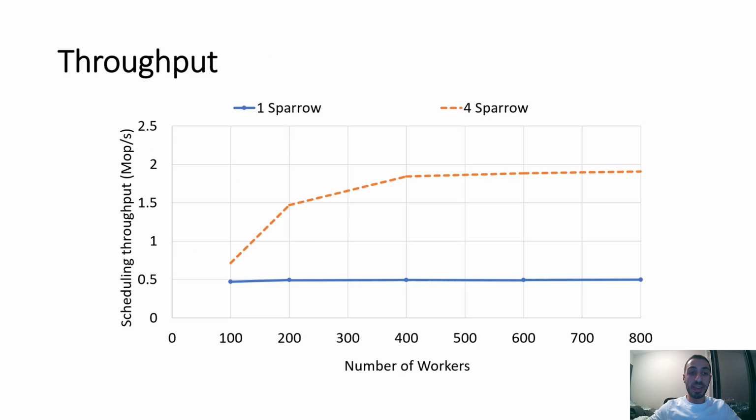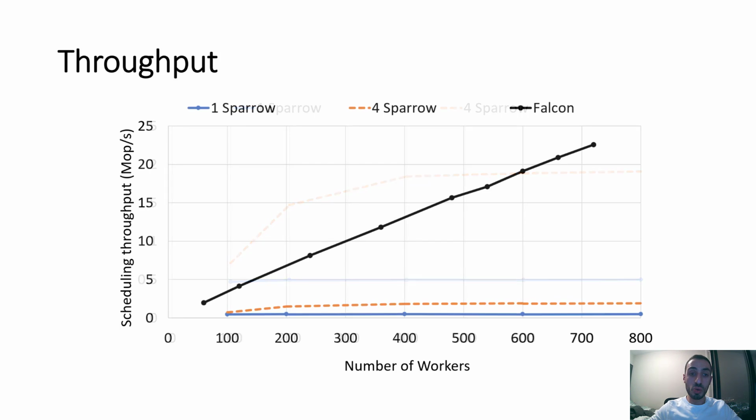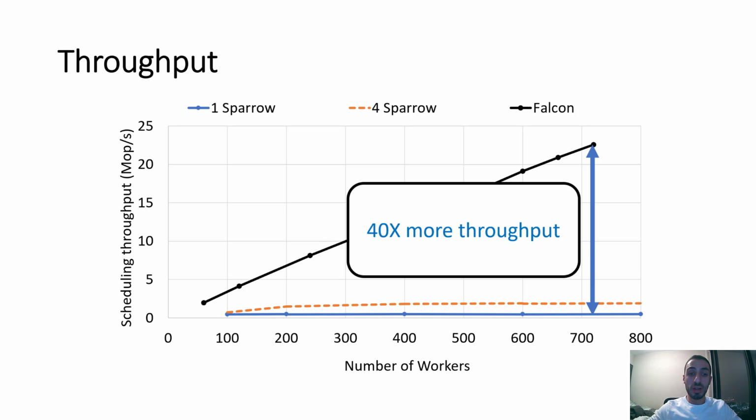We compared Falcon against the state-of-the-art centralized and distributed schedulers, but because of the time restrictions of this presentation, we will only show the results of comparing Falcon against the state-of-the-art distributed scheduler, which is Sparrow. This figure shows the throughput, or in other words, the number of scheduling decisions a scheduler can make. As you can see, Sparrow can make around 500,000 scheduling decisions per second, and 4 instances of Sparrow can make around 2,000,000 scheduling decisions per second. And this shows Falcon. Falcon can achieve 40 times more throughput than a single instance of Sparrow. And we just didn't have enough workers in the cluster to utilize the switch.